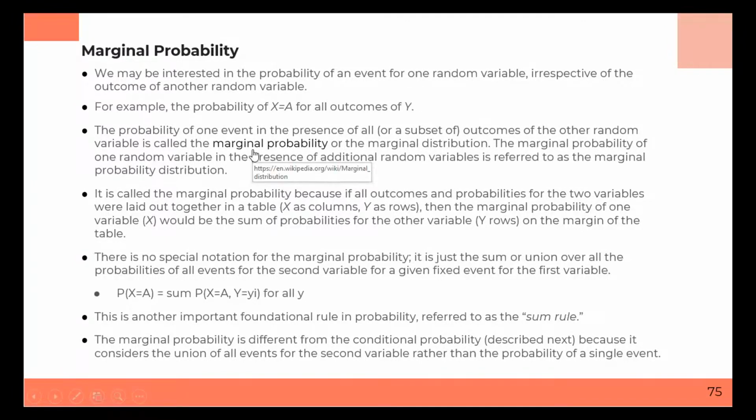When you do this, it will be called marginal probability. A random variable is nothing but the object.